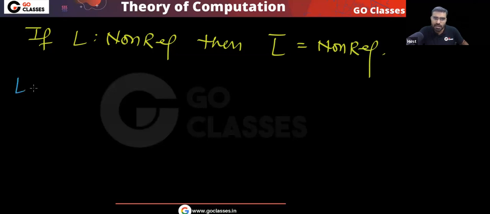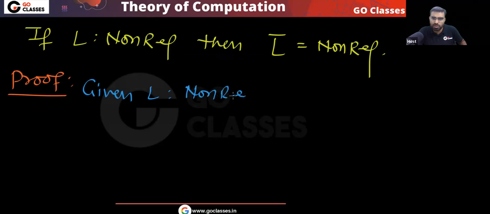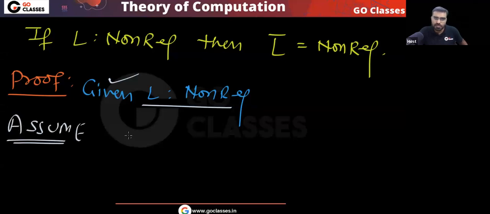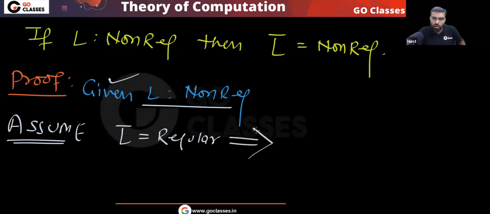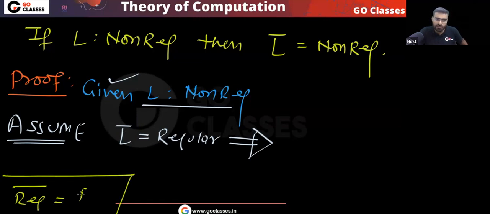You can easily notice, if you assume L complement is regular, then what will happen? The proof is like this. It is already given to you that L is non-regular. Now, just assume that L complement is regular. If L complement is regular, then we know that the complement of a regular language will be regular. We already know this.